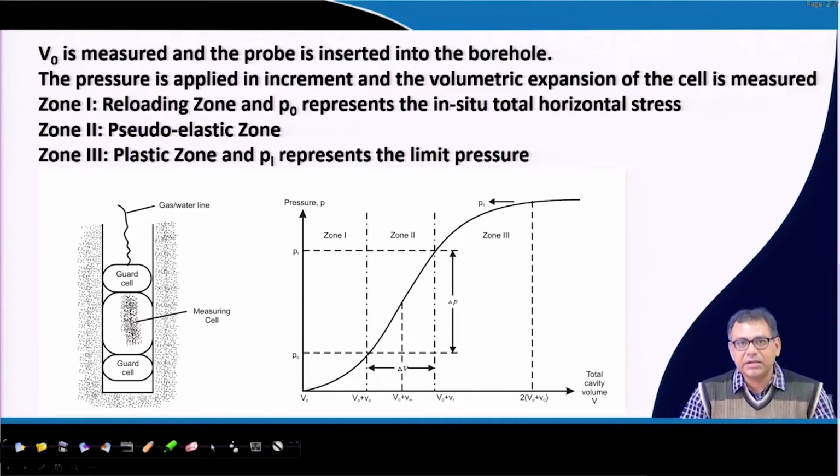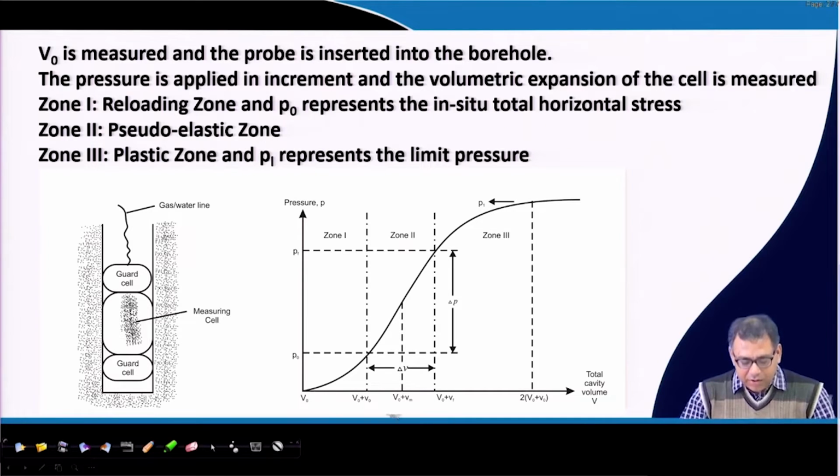The second option is that suppose your instrument has some limits, so you cannot go beyond some pressure or some volume change. There you have to stop your test, so that may be less than 2 times capital V0 plus small v0. In such a case, how will I get the PL? Because if my test ends before this 2 times capital V0 plus small v0, then I have to get that PL by interpolating it.